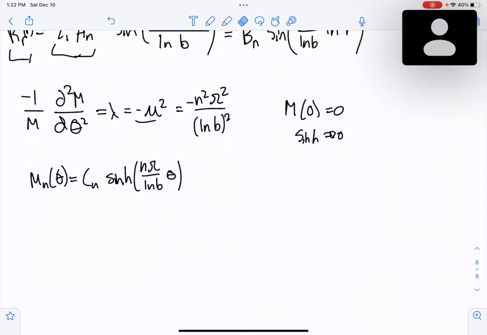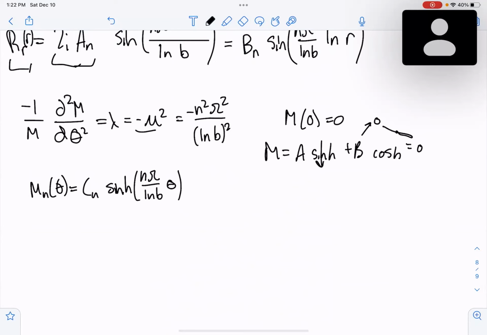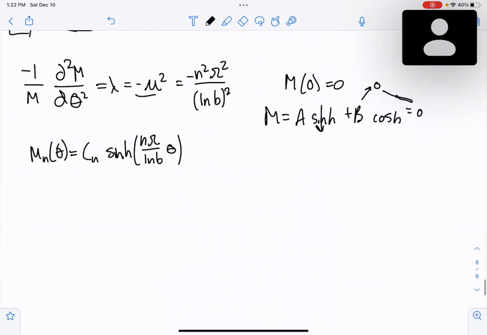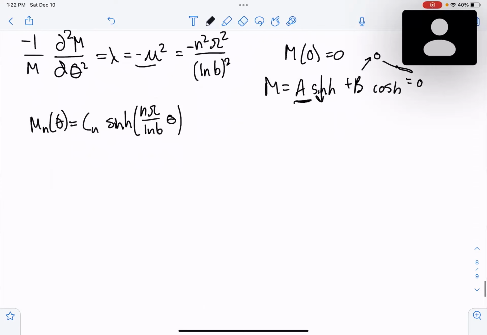Now here I said sinh goes to 0, but that's not exactly clear. Basically, when we're solving for this here, we're going to get m is equal to a sinh plus b cosh is equal to 0. And then as sinh goes to 0, we need to have b equal to 0 for this equivalence. And that's going to mean that a is the only remaining coefficient. So that's what I meant by sinh goes to 0, but it wasn't exactly clear. So hopefully that makes sense now. But again, that's one of the earlier BVPs that hopefully you're familiar with by now. Otherwise, important to review.